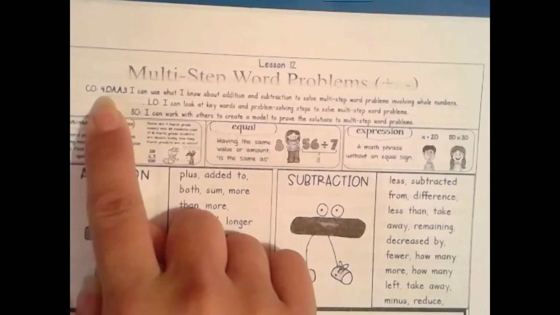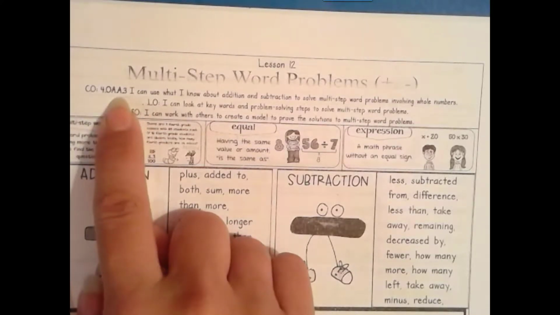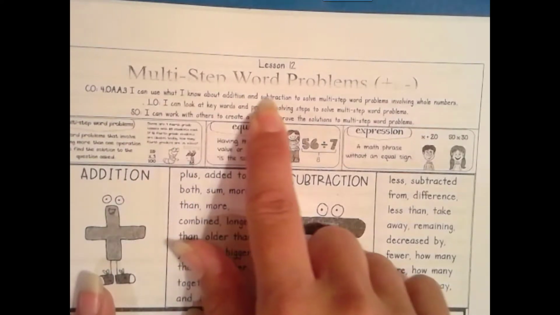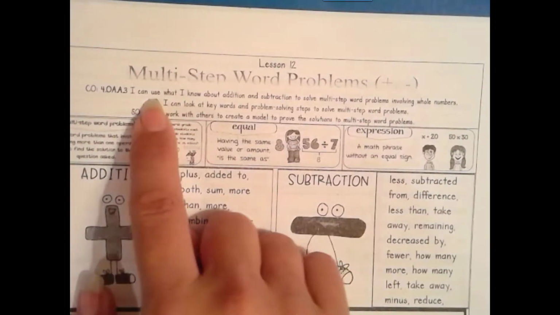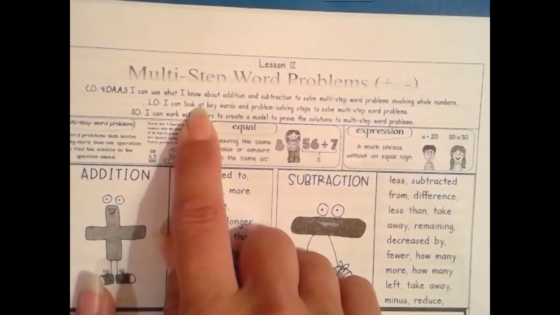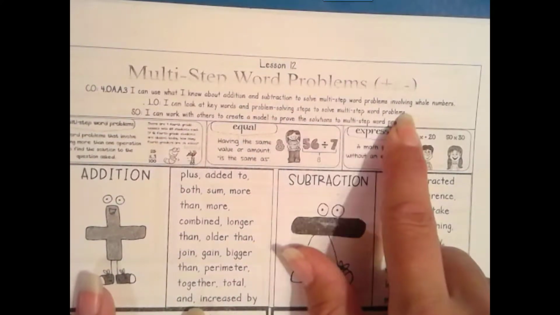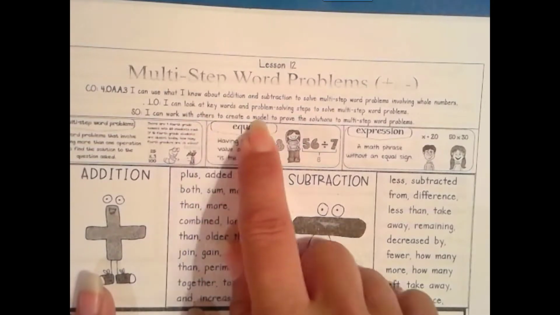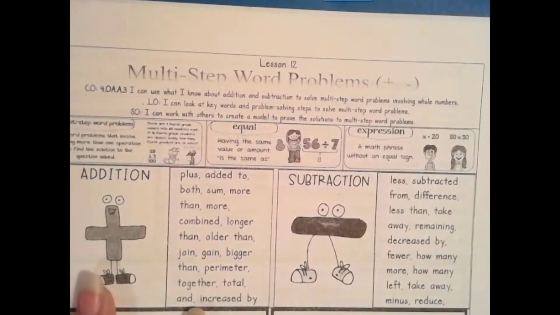Our content objective is 4.OA, operations of algebraic thinking for 4th grade. A3, I can use what I know about addition and subtraction to solve multi-step word problems involving whole numbers. Language objective, I can look at keywords and problem-solving steps to solve multi-step word problems. Social objective, I can work with others to create a model to prove the solution to multi-step word problems.